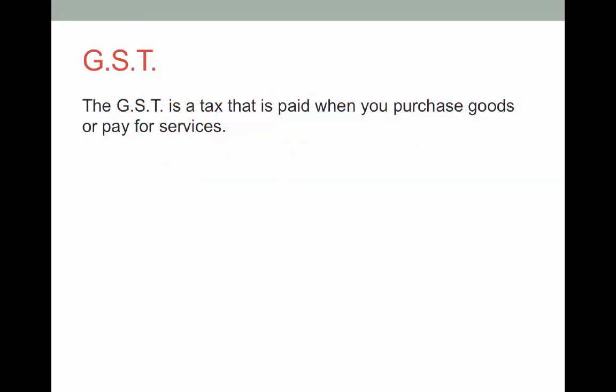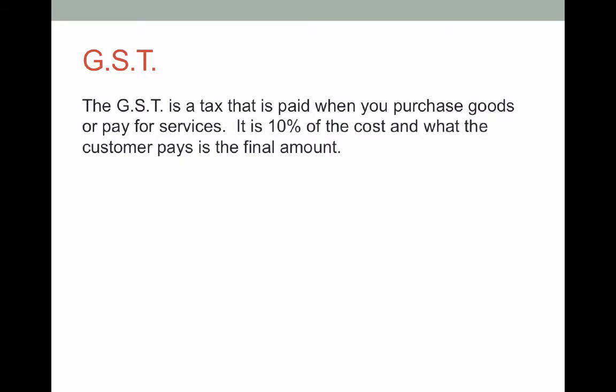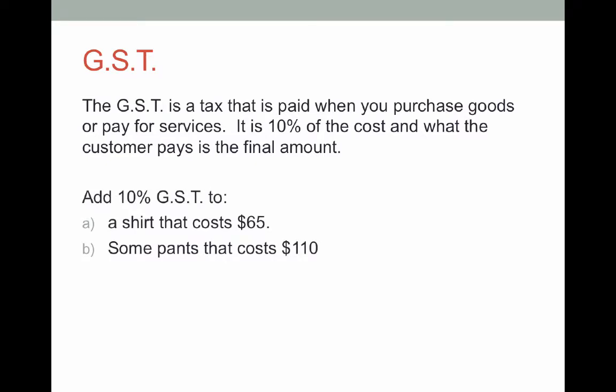The GST is a tax that is paid when you purchase goods or pay for services. It is 10% of the cost, and what the customer pays is the final amount. Let's say we want to add a 10% GST to either a shirt that costs $65 or some pants that cost $110.